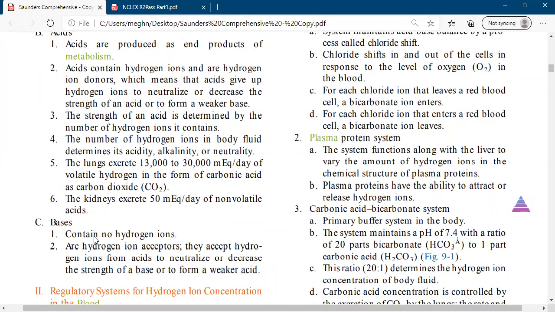ion, and is any hydrogen ion acceptor that accepts the hydrogen ion from acid to neutralize or decrease the strength of acid, or to form a weaker acid. So basically, base is the opposite chemical substance of acid. Acid and base are always balanced in the body and make a neutral environment where natural chemical reactions occur.